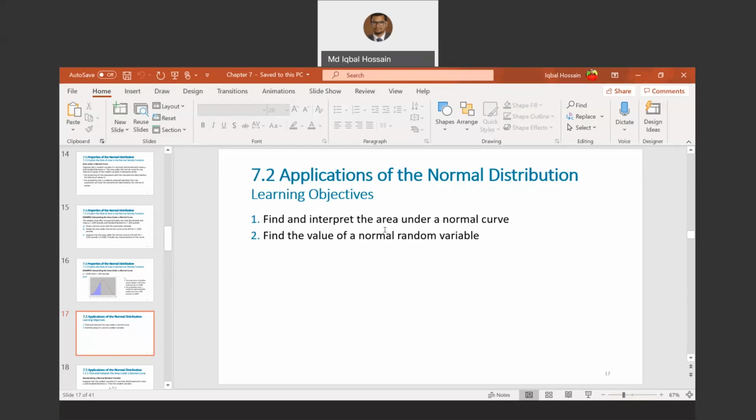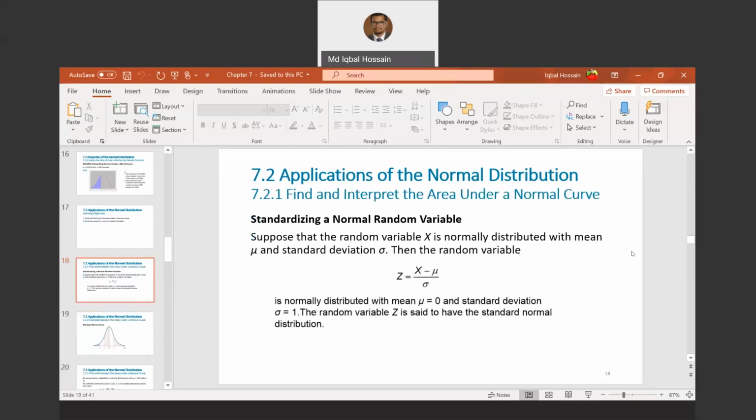So how are we going to do this? Let's see what we have in the next slide. You can see standardizing a normal random variable. It's nothing different than what we did already before. In chapter 3 or 4 maybe we standardized a variable and found the z value. This formula is exactly the same as the z value.